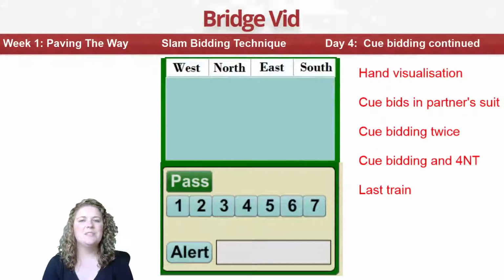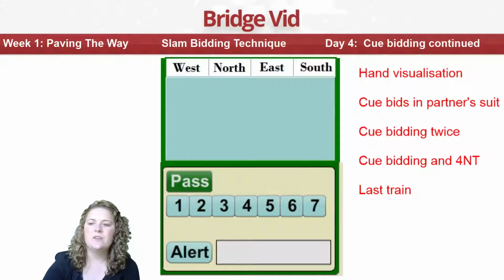Hi, and welcome to day 5 where we're looking at the cue bidding auction continued. So today we're going to look at some hand visualization, some different types of cue bids, and also the interaction between 4 no trumps and cue bidding, and also finally something called last train.